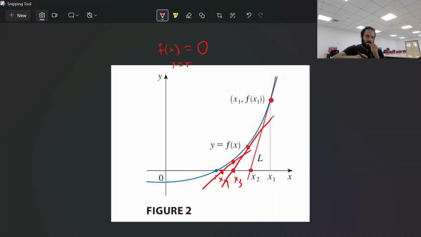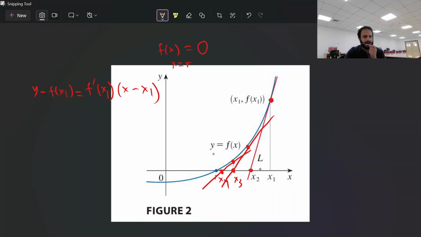But clearly, we will not graph the function and then draw tangent lines. We will find the formula, right? Let's find the formula now. How to find the formula? First, find the equation of the tangent line at x1. What's the equation of the tangent line at x1? y minus f of x1 equals f prime of x1 times x minus x1. This is the equation of the tangent line, right?